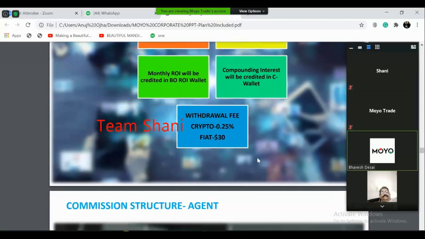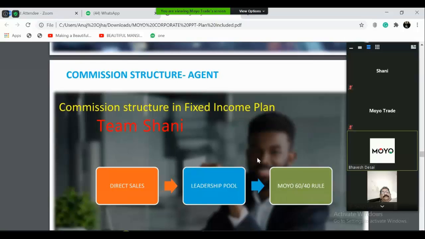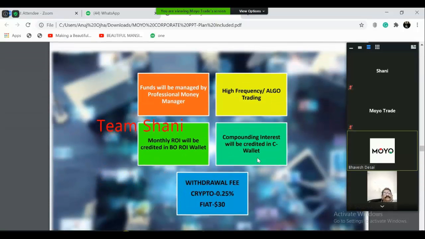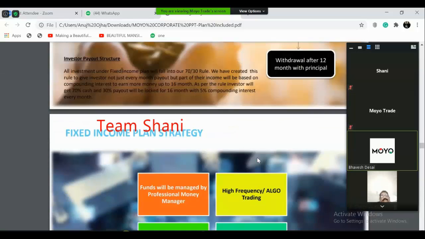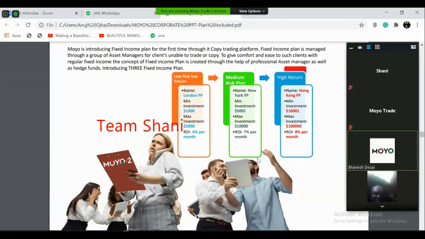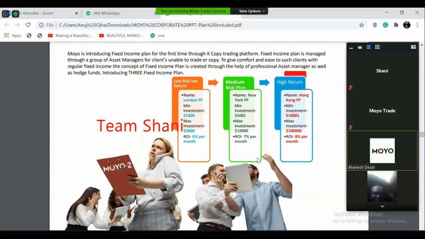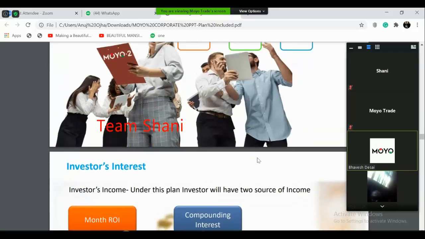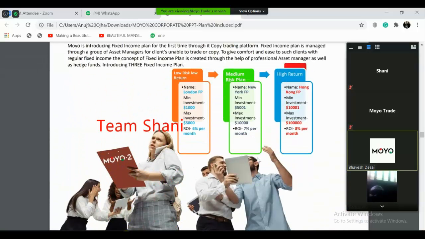Okay. Now coming back to the fixed income plan, like I said, it's 6%, 7%, and 8%. So when someone joins, let's say with $1,000, correct? In $1,000, every month they will get $60. Every single month they will get $60.